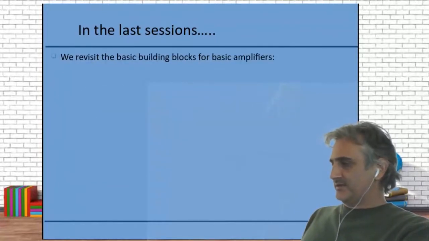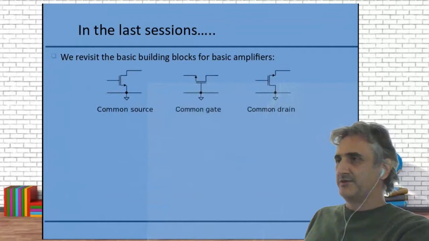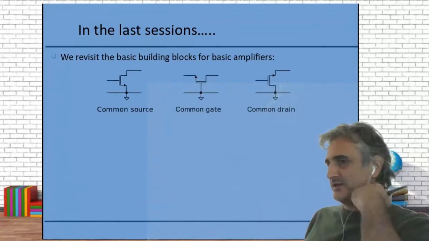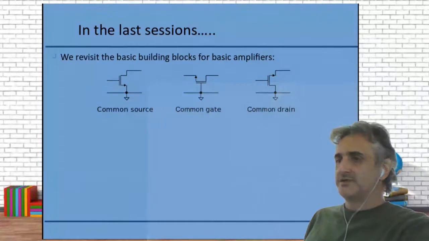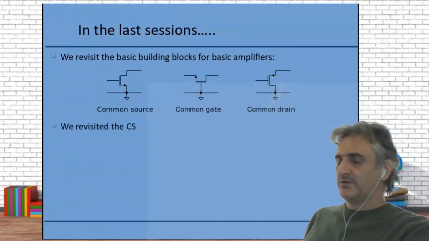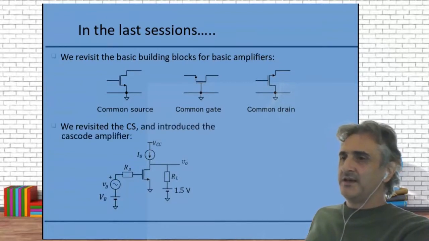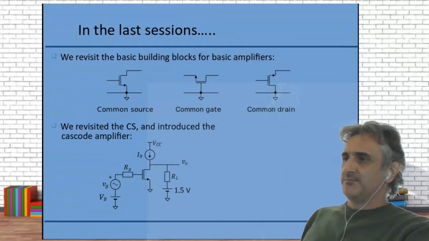That was an important effect when we were looking at the basic building blocks for basic amplifiers, which are these three: the common source, the common gate, and the common drain. Usually the one we use is the common source, but the other two also can have some applications. We revisited the common source amplifier, and found that it's a very nice, very easy amplifier. And we also introduced the cascode amplifier.